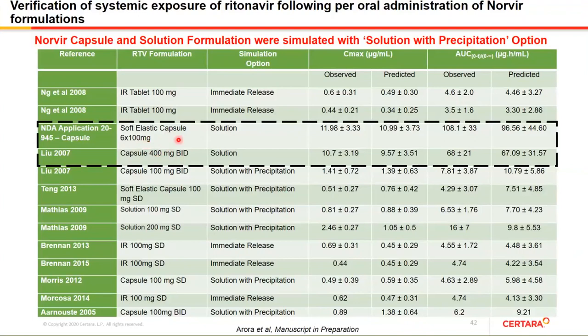And when we simulated these studies with solution with precipitation, we were actually under-predicting the Cmax and AUC. So what I did is I used the solution formulation option, and by solution simulation option, what I mean is that we keep the drug in solution for the entire duration of the experiment. So there is no precipitation happening.